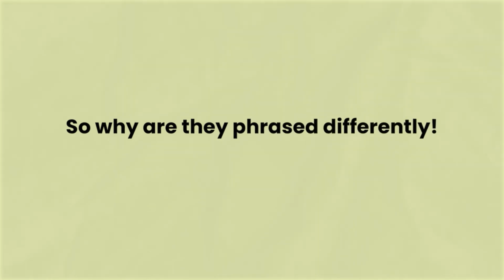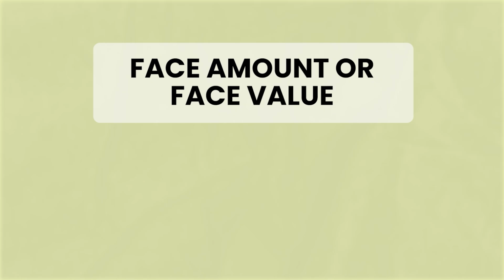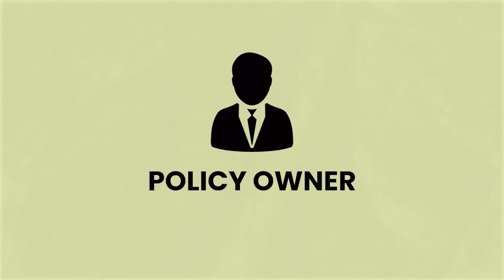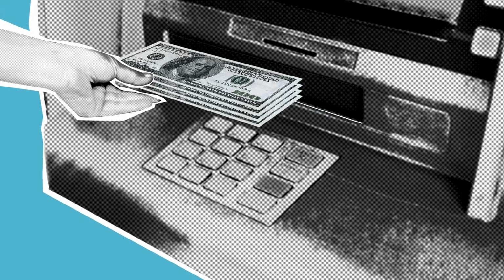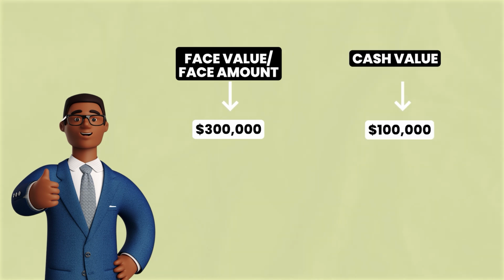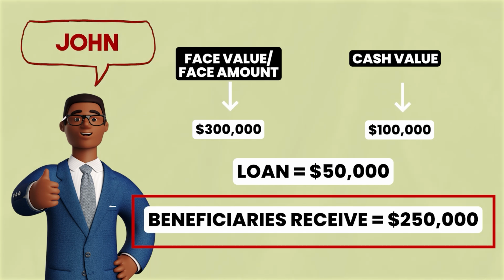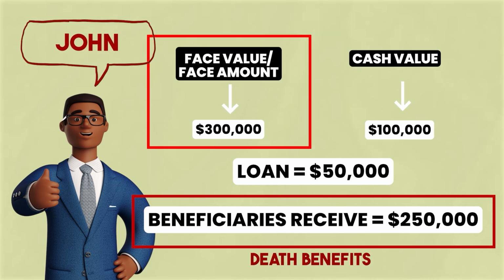So why are they phrased differently? Well, this is because they are slightly different in certain circumstances. For example, the death benefit may be lower than the face amount if a policy owner withdraws or takes a loan out against the policy's cash value. For example, if John's policy has a face amount of $300,000 and a cash value of $100,000, and then John, the policy owner, decides to take out a $50,000 loan to pay for a much-needed new roof, but John never pays the borrowed $50,000 back to his policy, John's beneficiaries would only receive $250,000 upon his death as a death benefit, even though John's face amount is $300,000 on his policy.